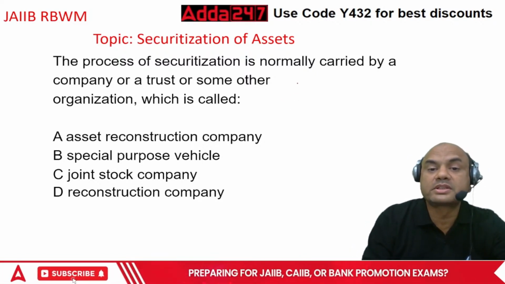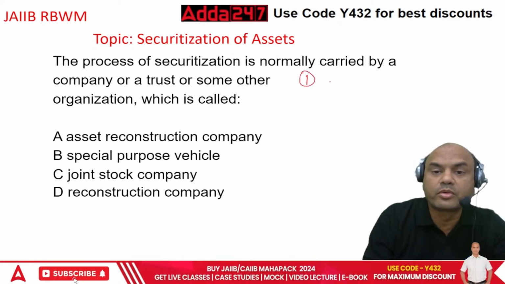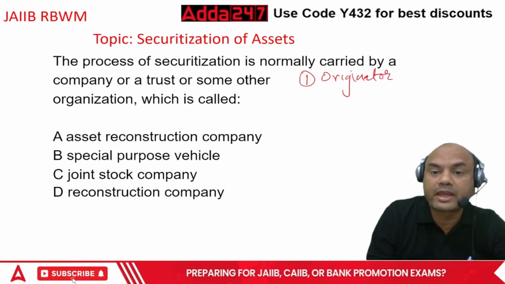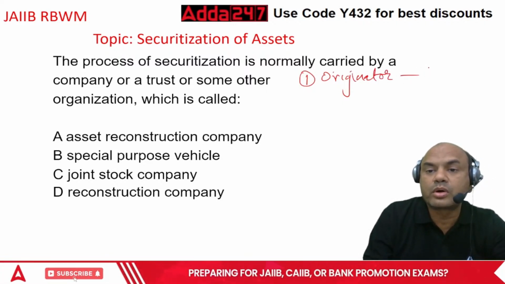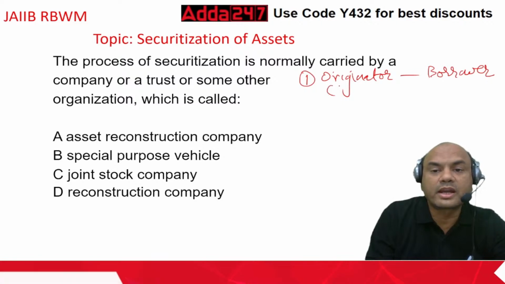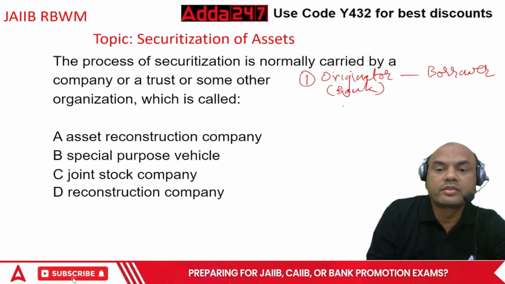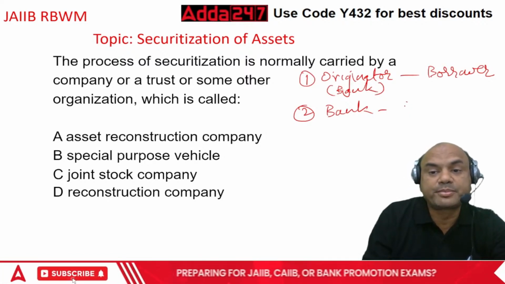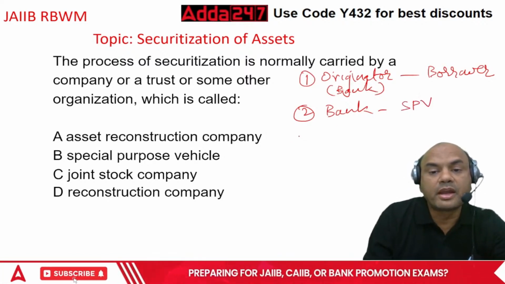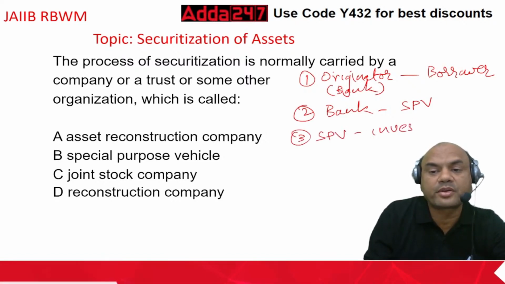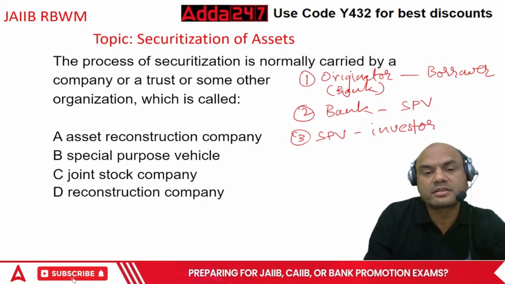So again go back to the three steps. Step number one was from whom? Originator, also called the bank. Originator to borrower is a normal loan transaction, right? So this bank will further sell it. Step number two, the bank will deal with whom? SPV. And third step, the SPV will deal with whom? The investor. So remember, there are always three steps in any securitization.